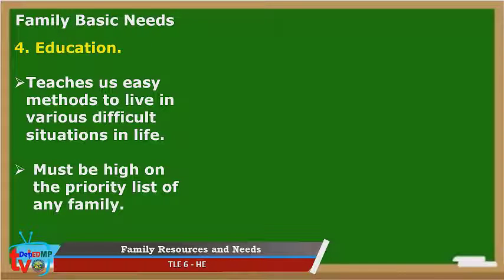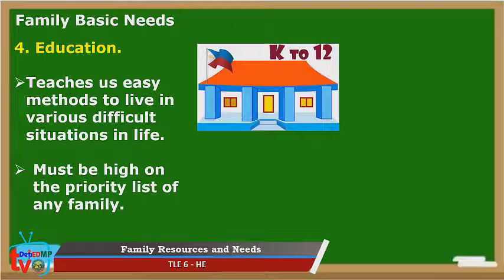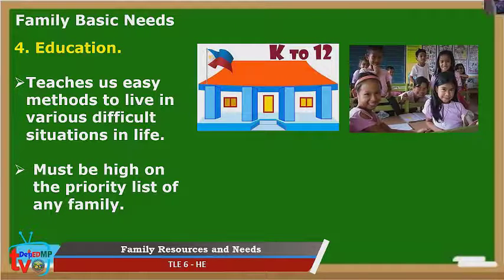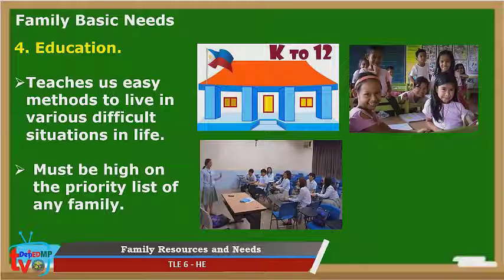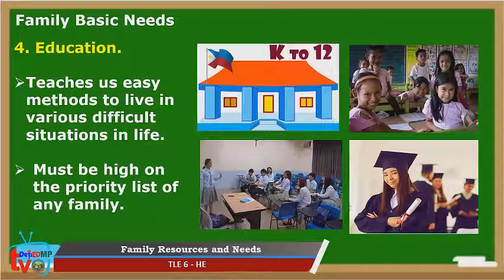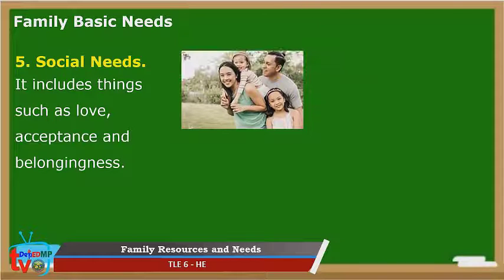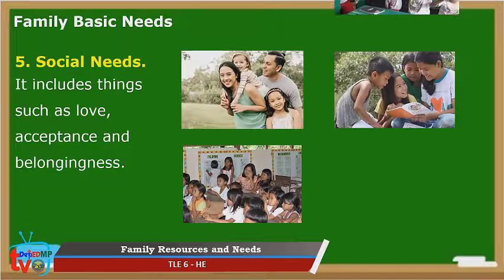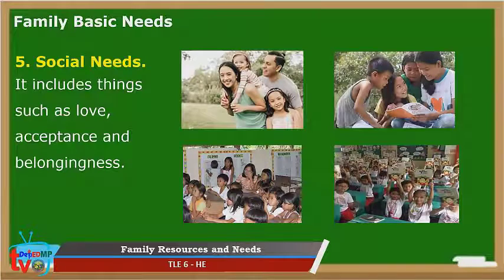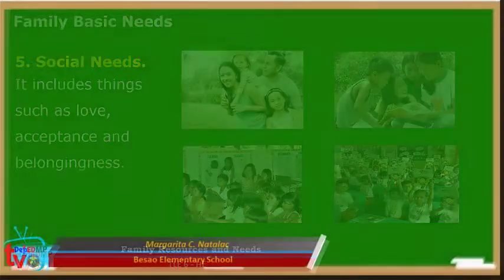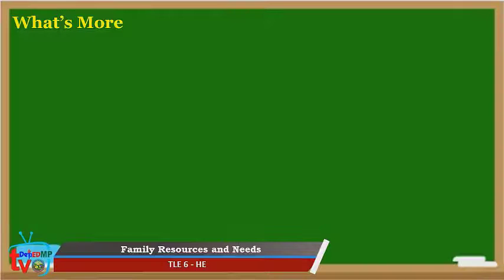Number 4 is education. What should you do? You go to school, you study hard so that you can graduate, so that you'll be able to find a job. Number 5, social needs. All these are examples of love, acceptance, and belongingness. You are now ready to proceed to what's more.